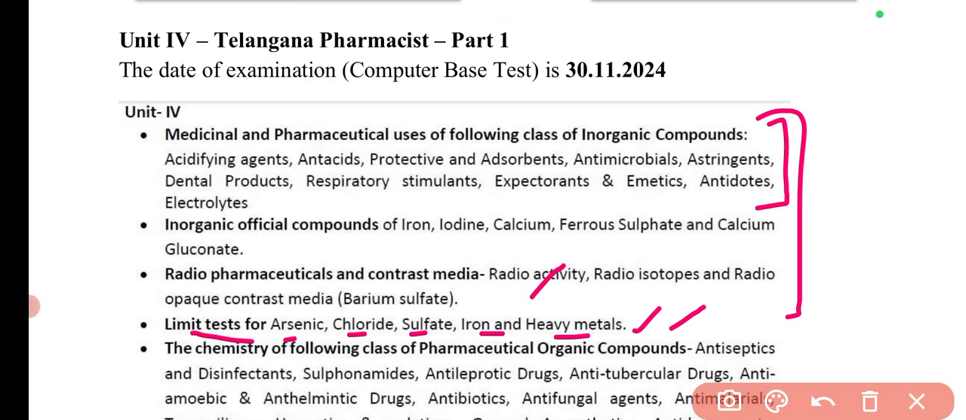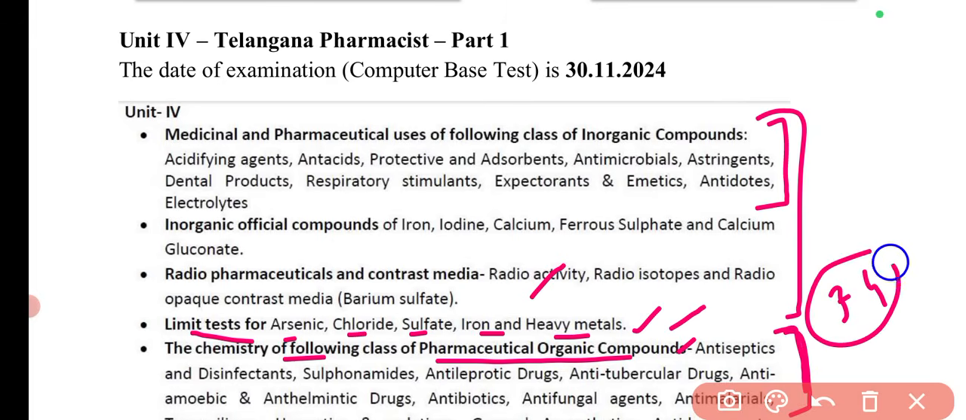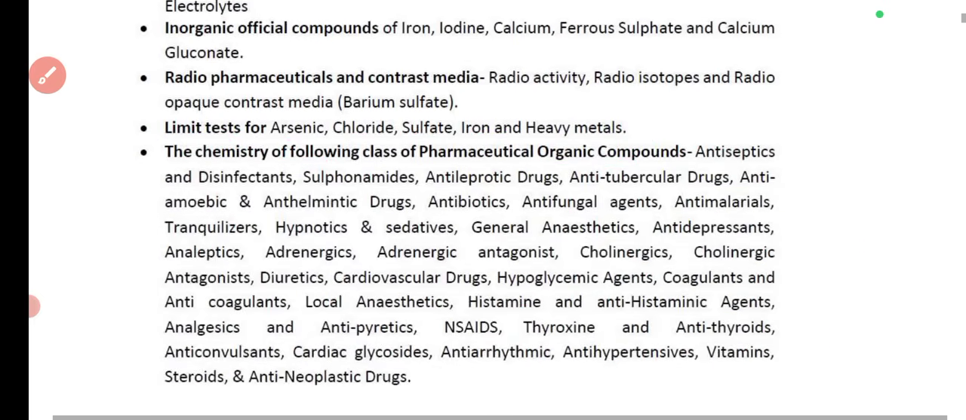so it is quite easy to gain marks from this particular section. The other is the chemistry of the following classes of pharmaceutical organic compounds. In this there is a lot of classification, a lot of drugs you need to remember, and only 3 to 4 questions will be there. So this also we will be covering in the next video. The rest you can take care of with these particular subtopics.